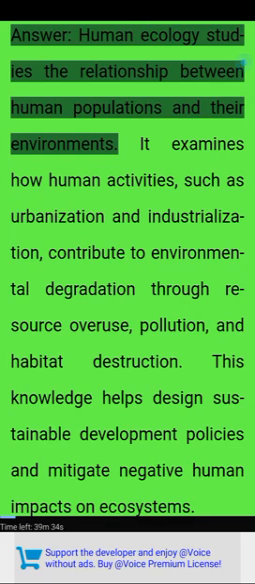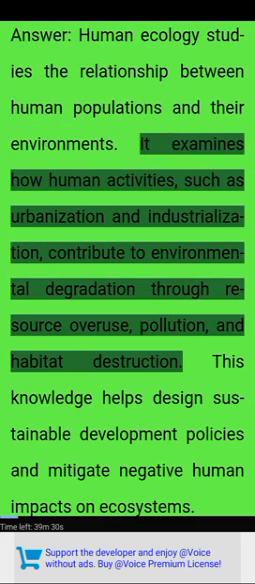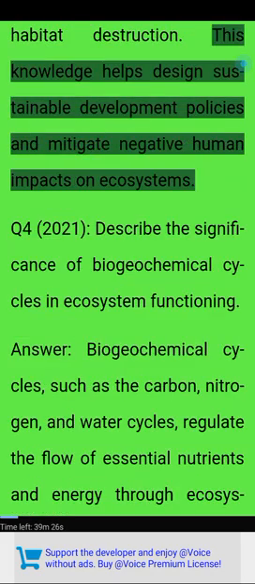Q3 2020. Discuss the role of human ecology in understanding environmental degradation. Answer. Human ecology studies the relationship between human populations and their environments. It examines how human activities, such as urbanization and industrialization, contribute to environmental degradation through resource overuse, pollution, and habitat destruction. This knowledge helps design sustainable development policies and mitigate negative human impacts on ecosystems.